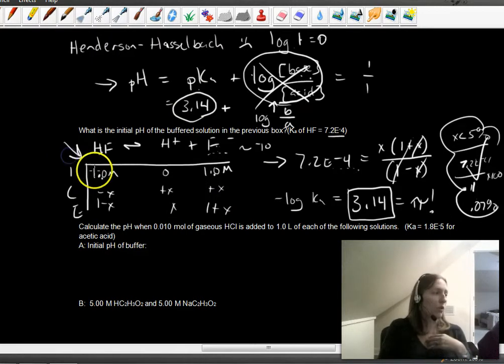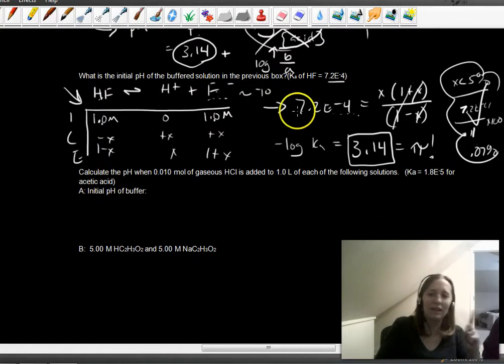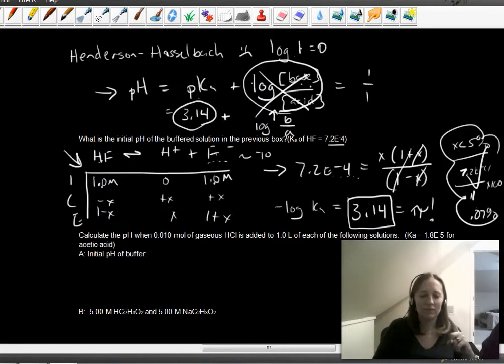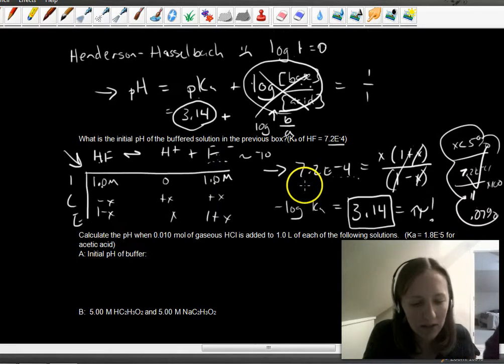You can do it the long way. If you forget about the Henderson-Hasselbalch equation, go ahead, do it the long way, but you might run out of time. I always forget to use the Henderson-Hasselbalch equation. I'm so bad about it. I'll just sit and do a really long ICE table, and then it's like, oh, dang it. So anyway, don't be like me. Don't do that. Use the Henderson-Hasselbalch equation.